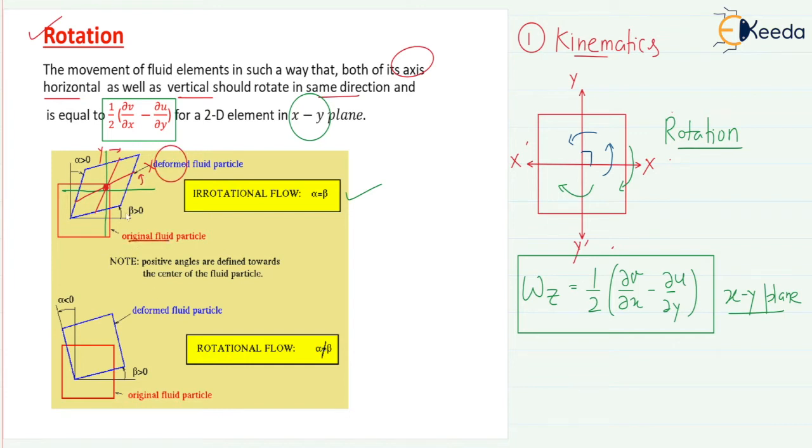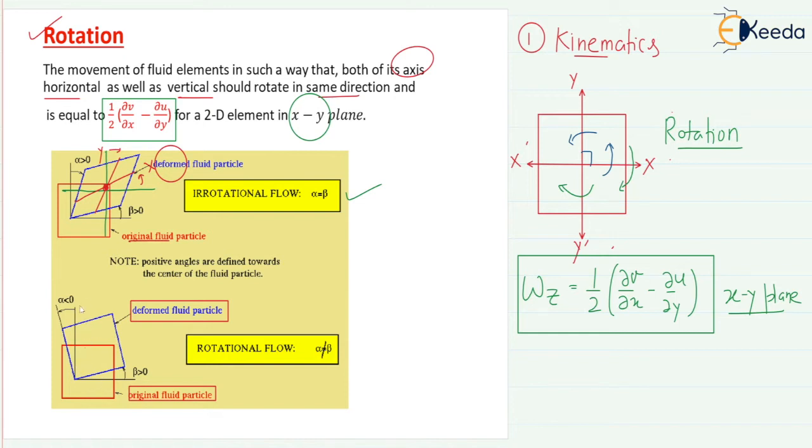Here the angles beta and alpha have been measured, both greater than 0. Positive angles are defined toward the center of the fluid particle. If the deformation is toward the center of the fluid particle, then it is greater than 0. Both alpha and beta are greater than 0 and almost equal. Now look at the deformed particle in the case of rotational flow. The original fluid particle is here, and the good part is that both the x-axis and y-axis are moving in the same direction here.